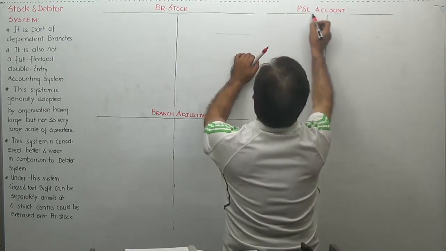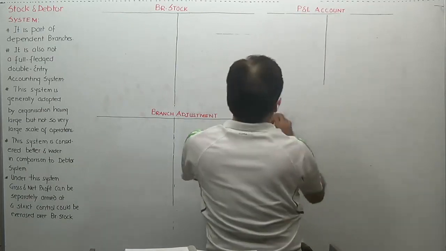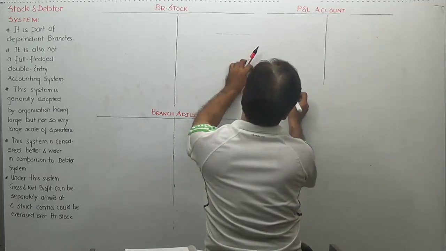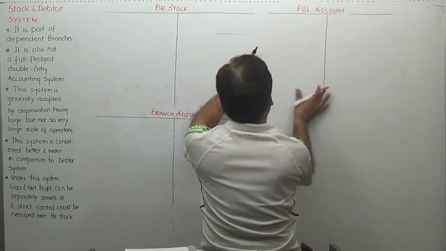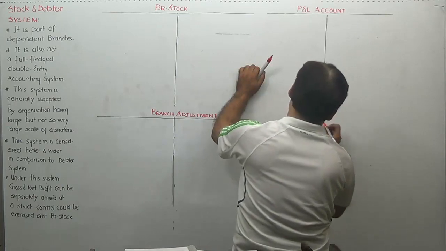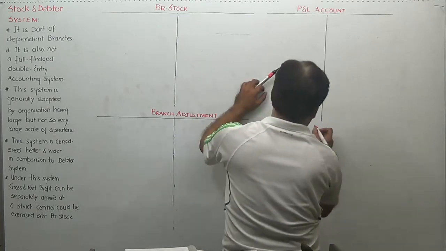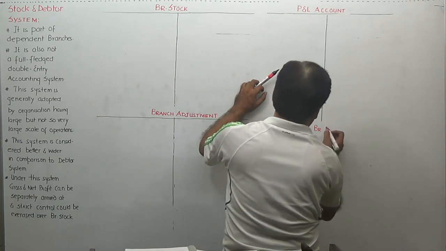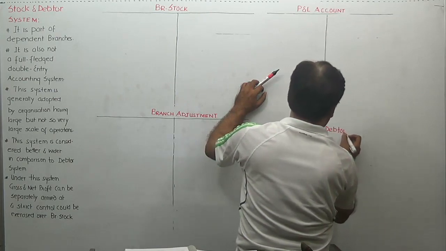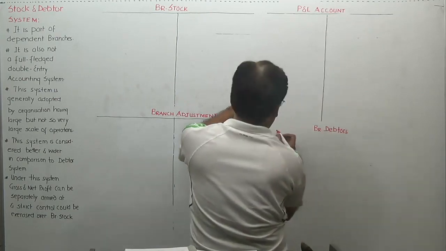Then you are supposed to prepare the branch debtors account. The branch debtors account shall be prepared in the usual manner as you used to prepare.